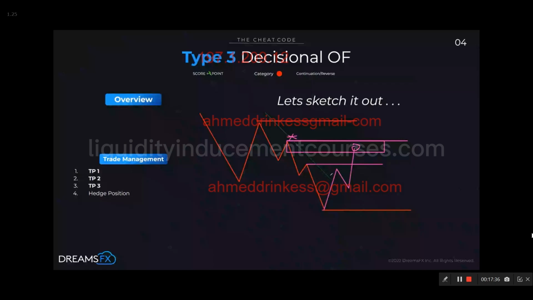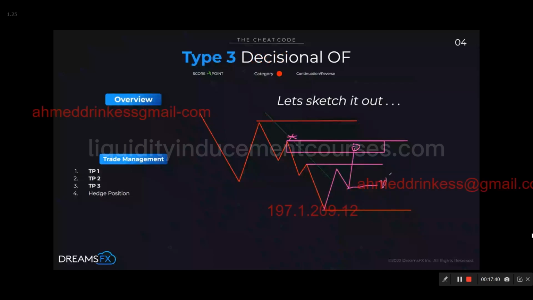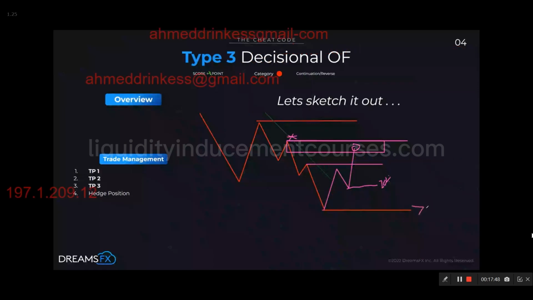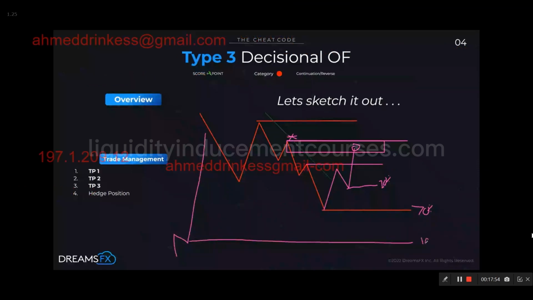So I would just say here, if you're going to manage this, I would take off 20% here. I would then here, again, high, take off a lot of the position. I would take off 70%. And then your remaining TP, that's where I would take off the remaining 10%.